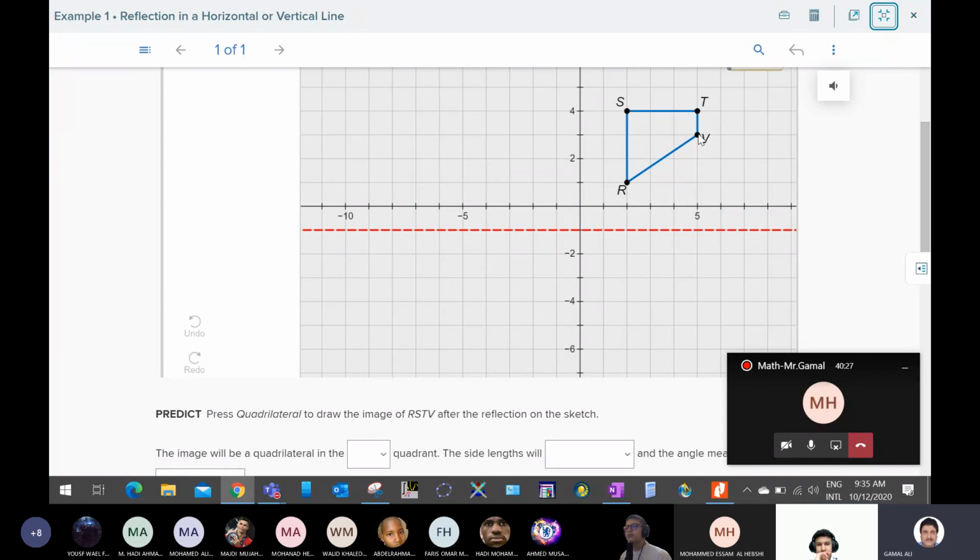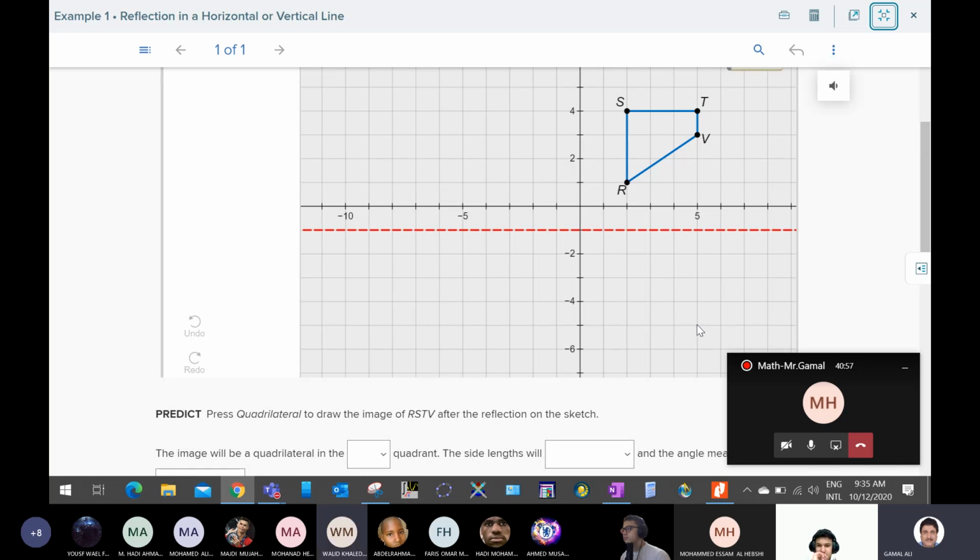Look at the point V, for example. Count the units to the line of reflection: 1, 2, 3, 4. How many units? 4. Count 4 on the other side: 1, 2, 3, 4. So what is the image of the point V? This is V dash. What are the coordinates of V dash, guys?